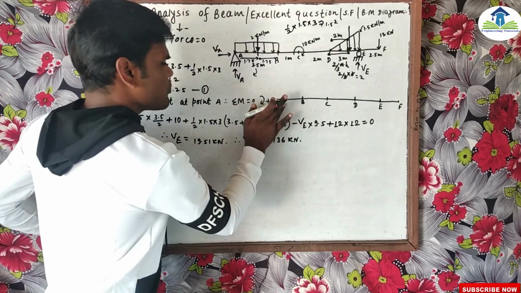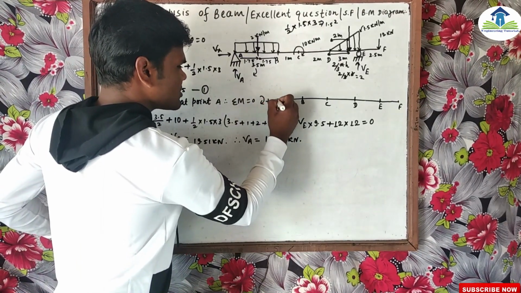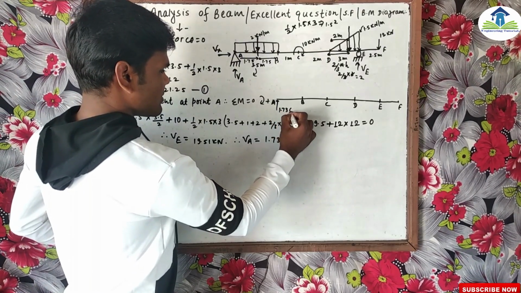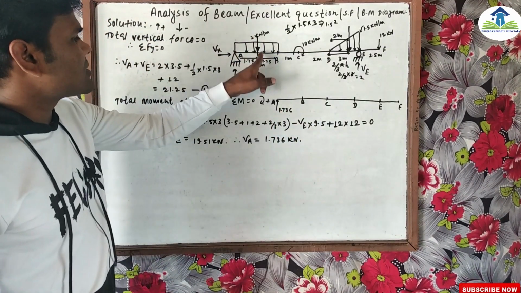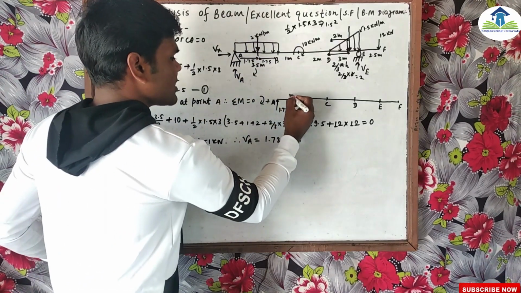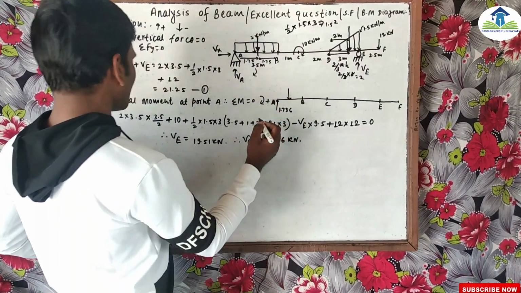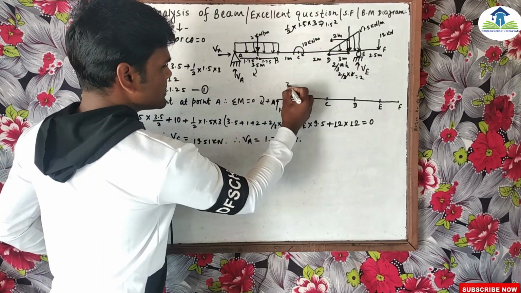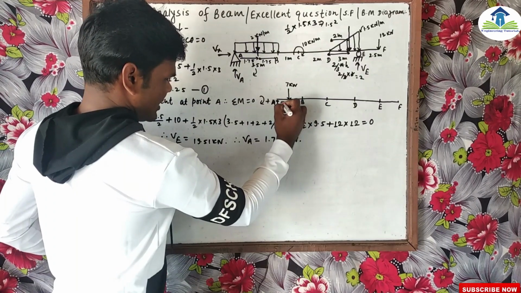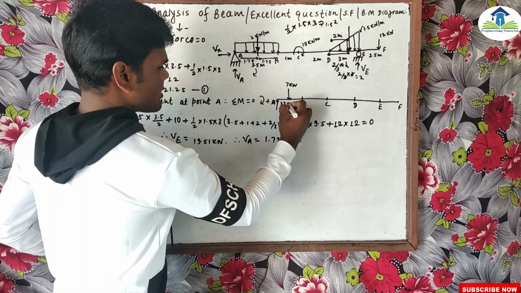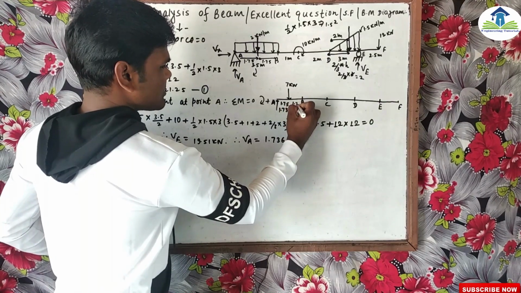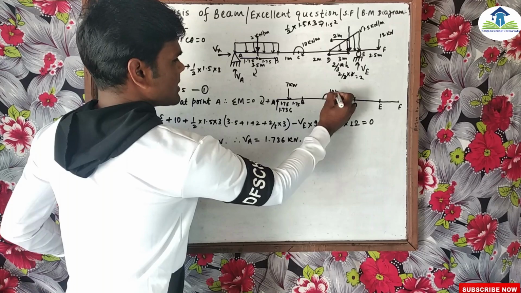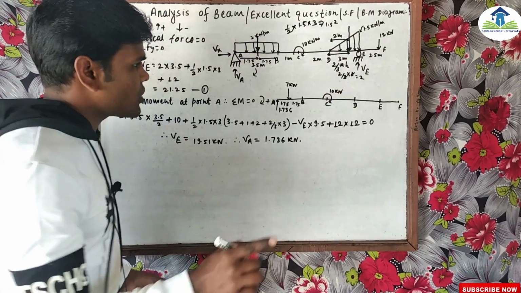So at point A, what is our total force? The total vertical force is 1.36, and the total force is concentrated here. If we multiply 2 into 3.5, we get 7 kilonewton, and at what point? At 1.75, this distance 1.75.